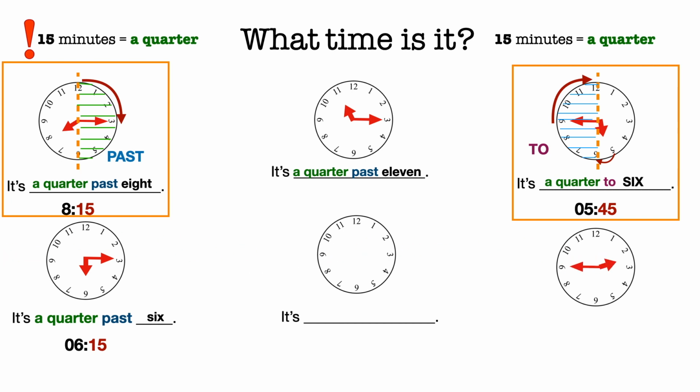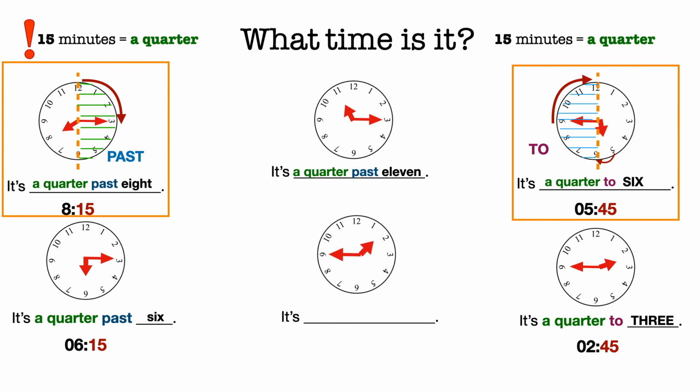And let's try this one together. So once again, our minute hand is pointing at 9, at 45 minutes, and our hour hand, the short one, it's between 2 and 3. So it's almost 3. So it's a quarter to, look, it's 2:45. Quarter to 3.